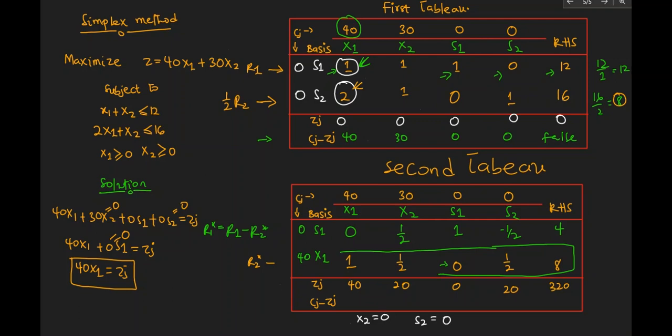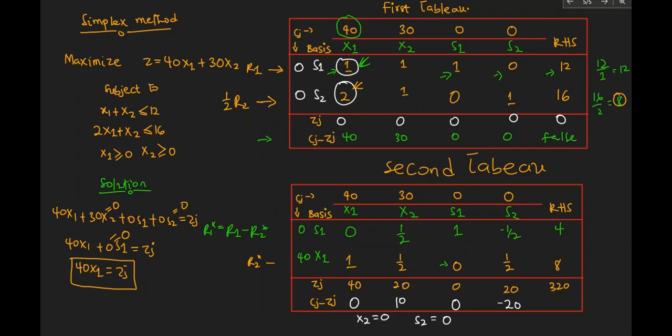So let's look at what you're going to do next. Now let's find the cj minus zj. So I'll subtract this 40 from this 40, and you're going to get 0, so I'll have 0 here. And then I'll subtract 20 from 30, that'll give me 10. And then I'll subtract 0 from 0, that also gives me 0. And then 0 minus 20 gives me minus 20.